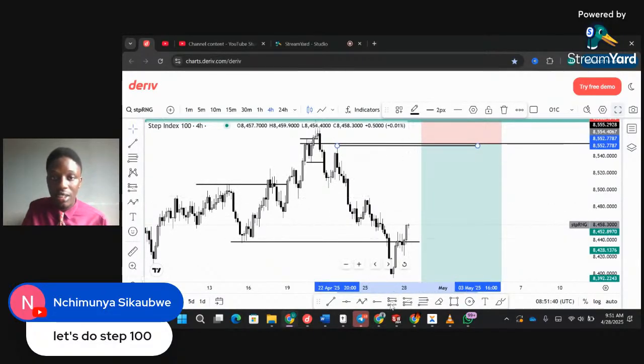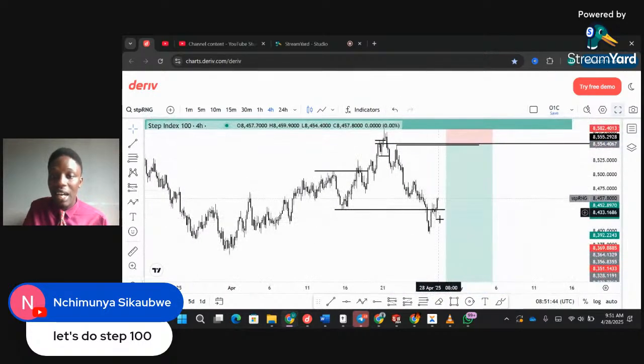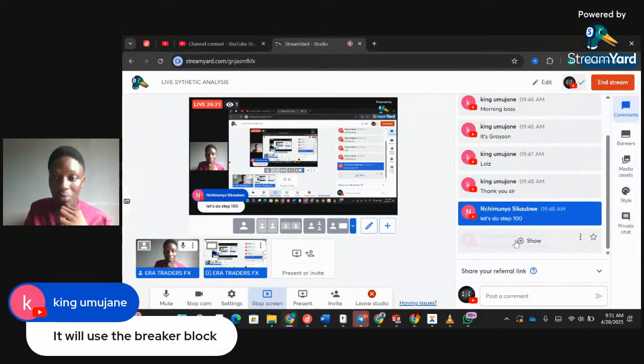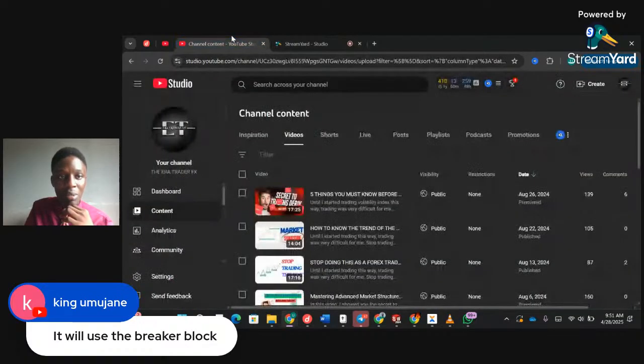Do you understand? So this is what I'm expecting. And also, don't engage in this counter buy. Just relax and wait for this sell. That's what I will advise. So that's for this step. It might use the breaker block. It might use it.